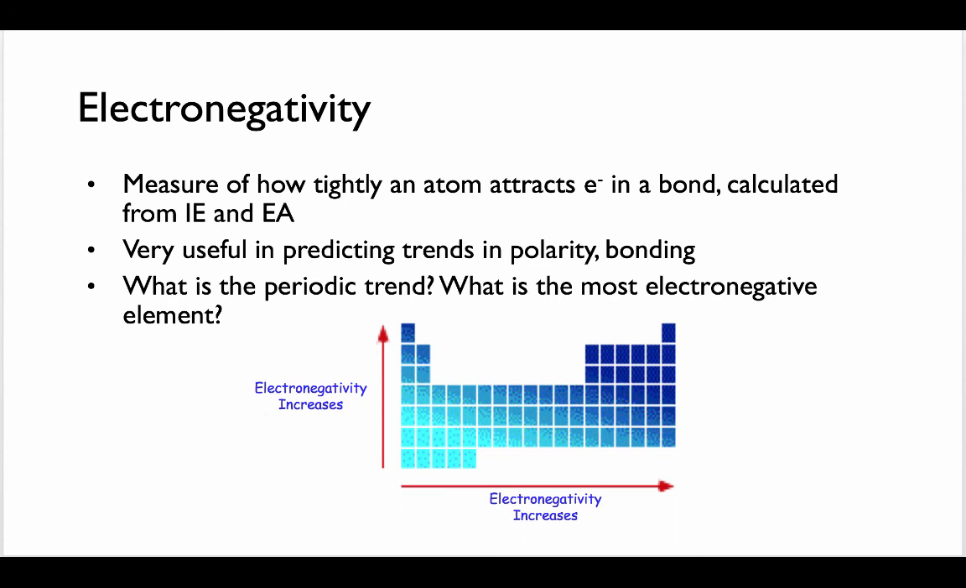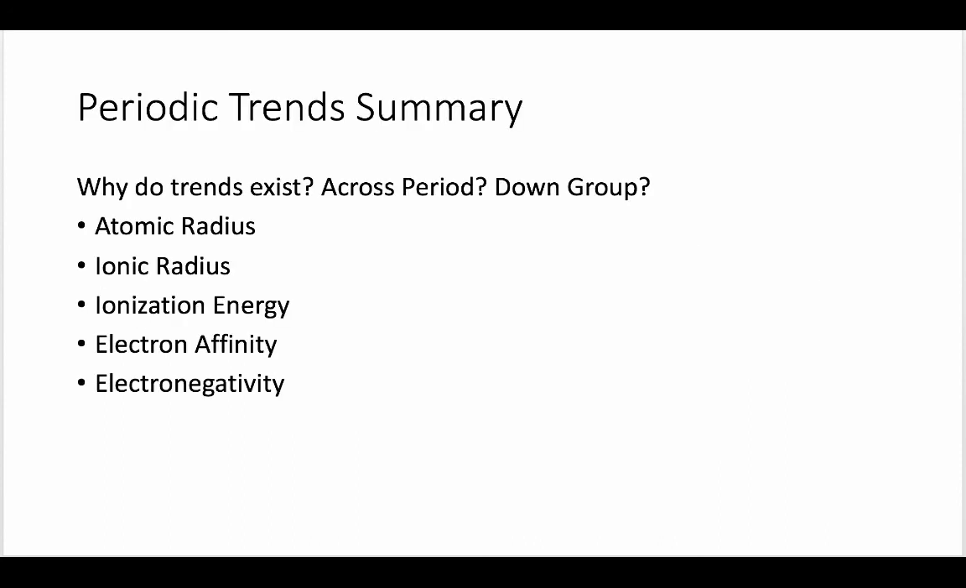The last thing I would have you do is summarize for yourself each of these trends that we've talked about today. Why do trends exist? You should invoke Z effective and n to explain those things. Across a period and down a group, what are the trends and why? For each of these 5 periodic trends that we talked about today.